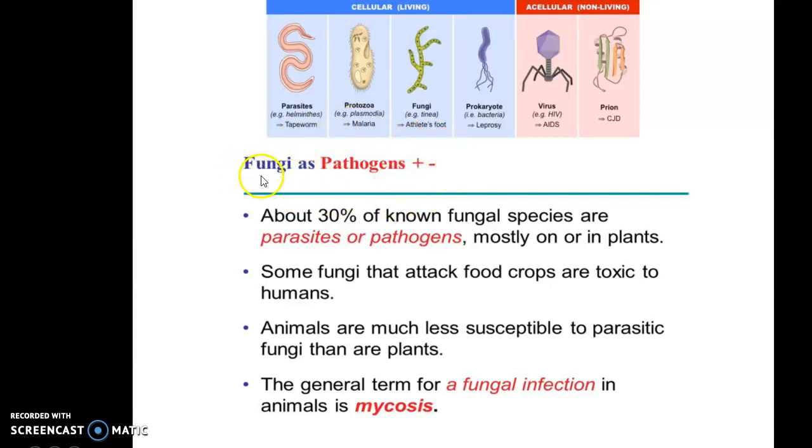Look at what it says about fungus. It says 30% of known fungal species are parasites or pathogens that can harm us. Some fungi attack food crops and are toxic to us. Animals are much less susceptible to parasite fungi than are plants, so we do a better job than plants at protecting ourselves from fungus that are pathogens or are harmful.